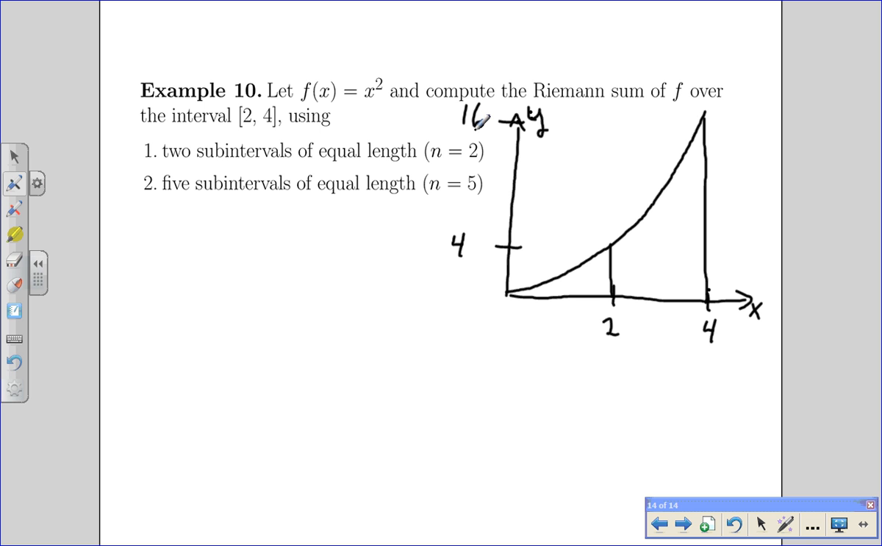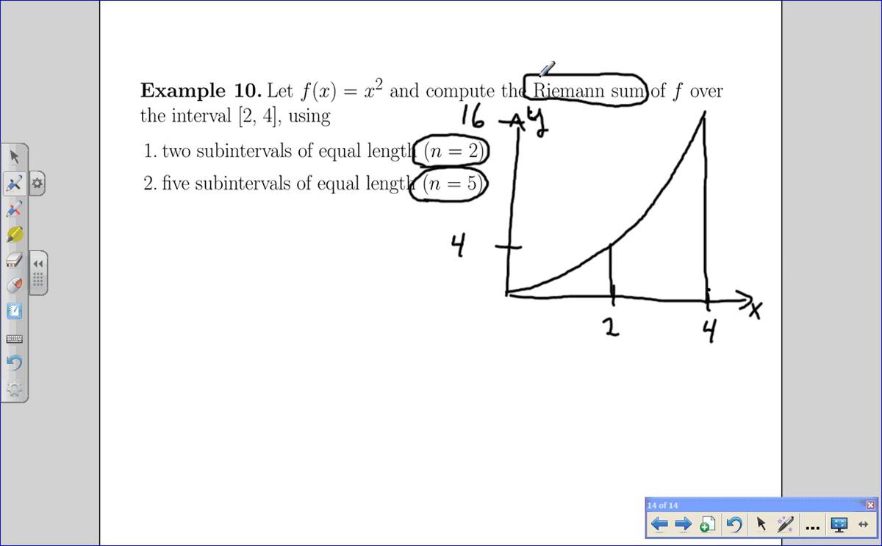And so if we do 2 subintervals, we're going to get a fairly poor estimate. So I'm not even going to do that one. I'm actually just going to do 5 subintervals. And it says compute the Riemann sum, but I didn't tell you whether or not to use left endpoints, right endpoints, or midpoints, so we're going to do all 3.